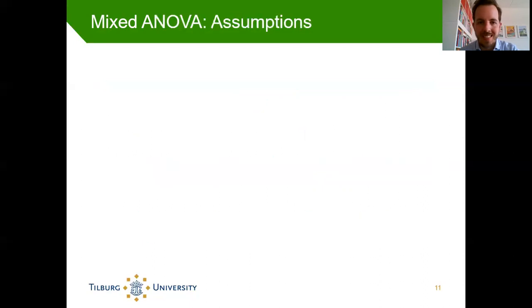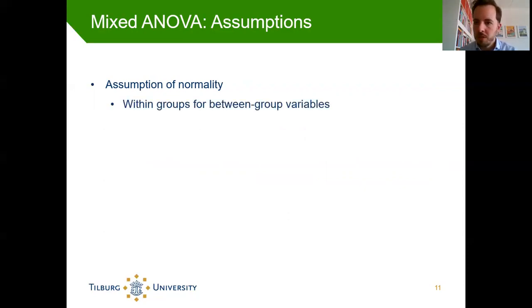Well, here's the answer. The assumption of normality, right? You remember that hopefully from last week, is being checked for between subject factors, right? And this basically means that in each group in your experiment, you test whether the data are normally distributed. That's still the case for a mixed ANOVA.